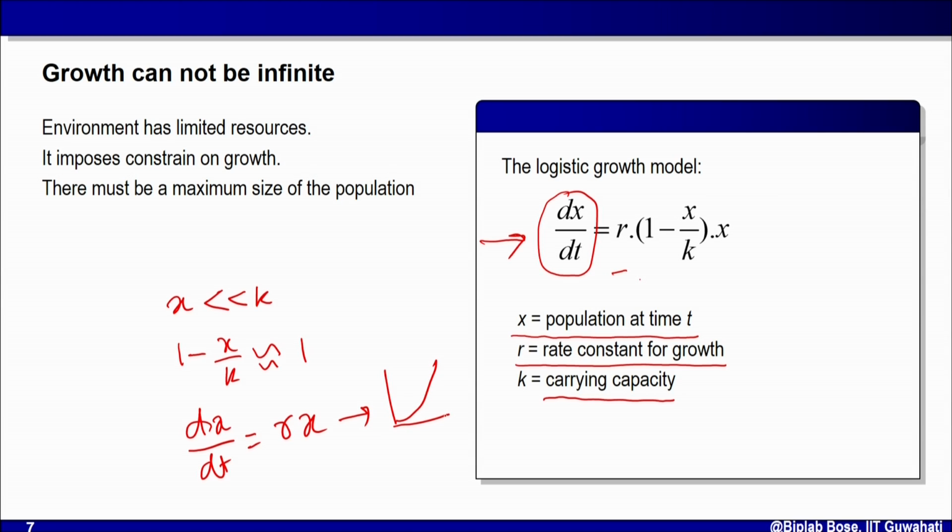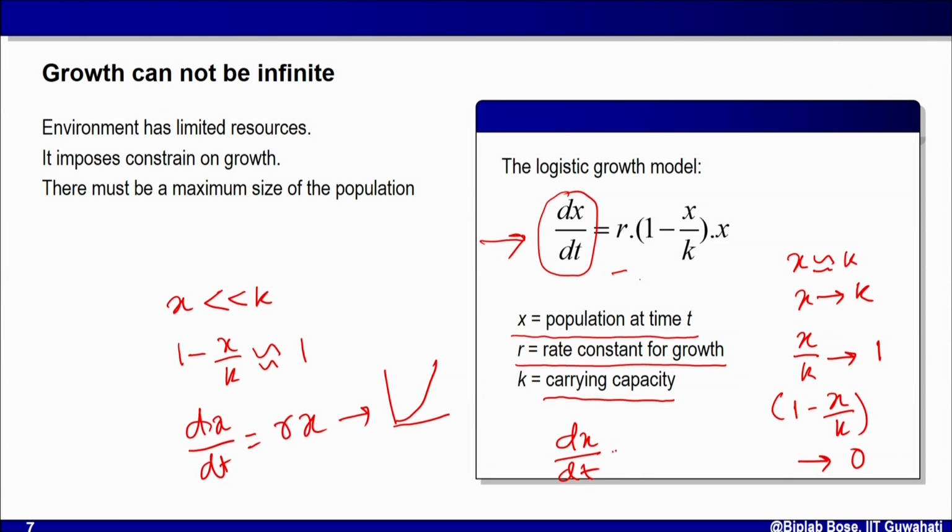But after some time what will happen? x will become close to k, or I can write x will start approaching the carrying capacity k. So then x by k will be moving towards 1, and 1 minus x by k will tend towards 0. So my rate of change dx/dt will tend towards 0.